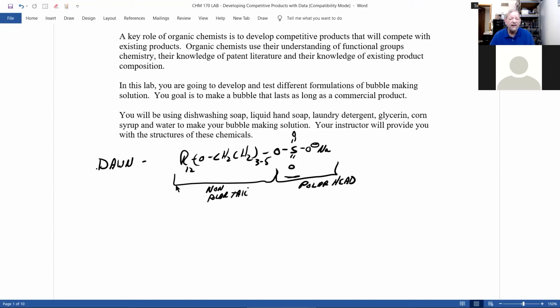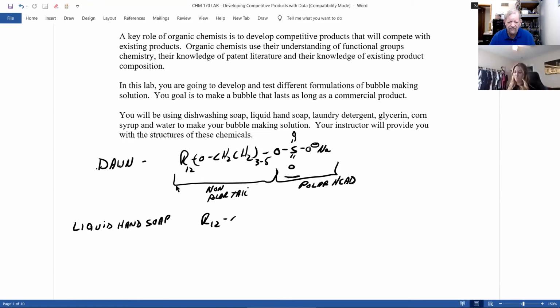A surfactant. Now, if we go to liquid hand soap, which a lot of you have in your house, and we have in the lab, it's similar to Dawn, but different. This is called laureth sulfate. This is sodium lauryl sulfate, similar but different. And here you have your nonpolar tail, and this part is your polar head.